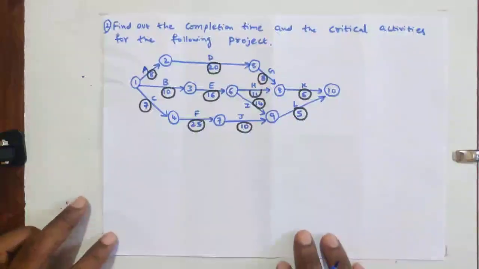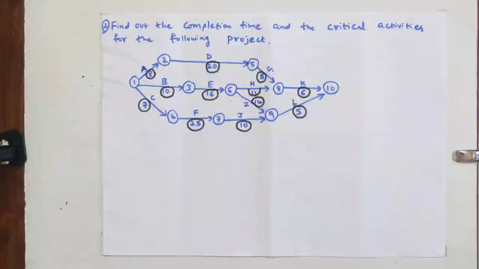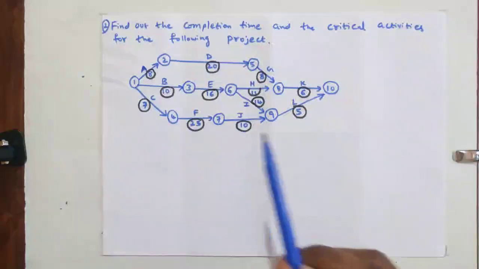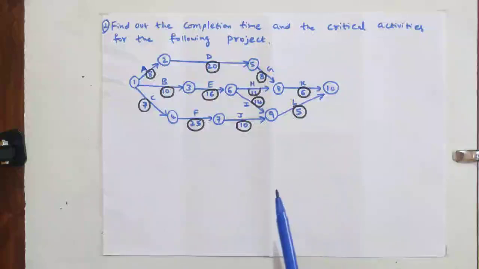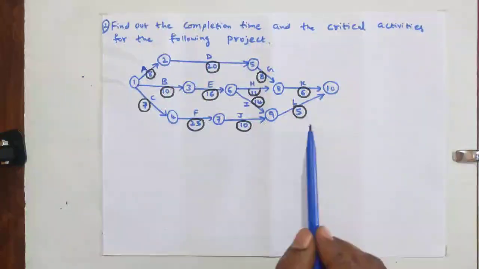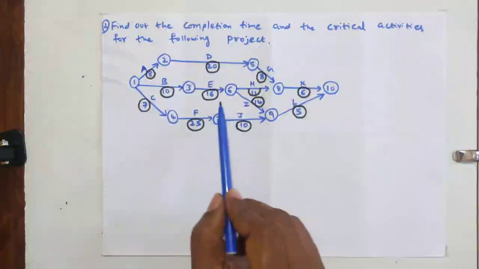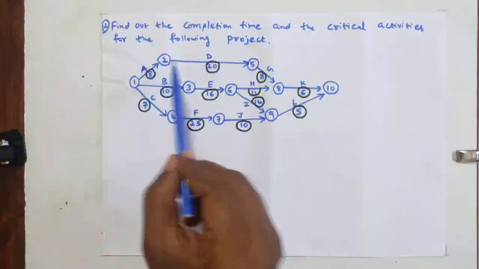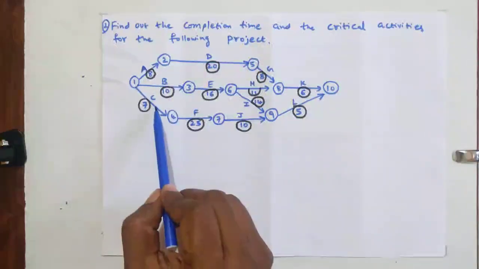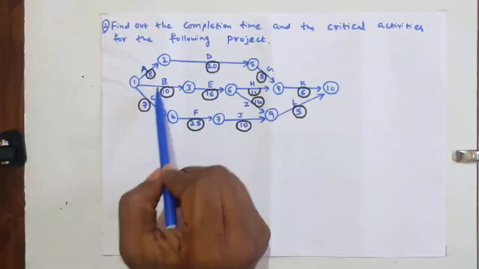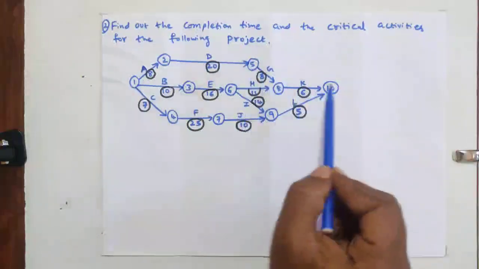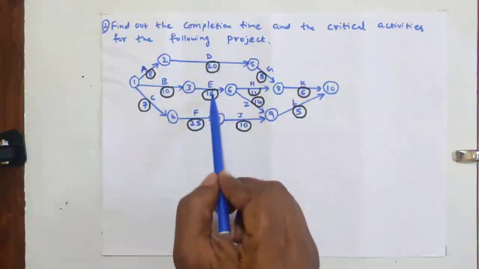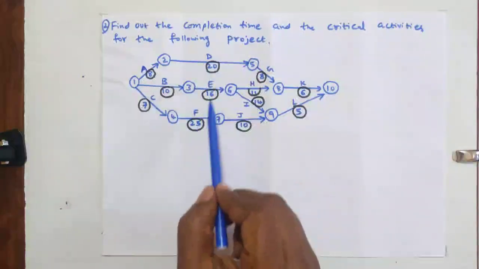This is problem number 2. This problem is also related to CPM. Here, in problem number 2, they have asked to find out the completion time and the critical activities of the following project. They have given the project flow diagram and durations. The number inside the black circle is the duration, the circles numbered 1, 2, 5 are the events, and the arrow mark is the activity. A, B are activities, 1, 2, 5 are events, and 7, 10, 8 are the durations of the activities.